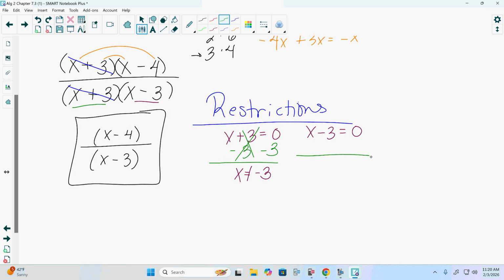With our x minus 3, we'd add 3 to both sides. Negative 3 plus 3 is 0, telling us that if x is positive 3, we'd have a division of 0. That cannot work.